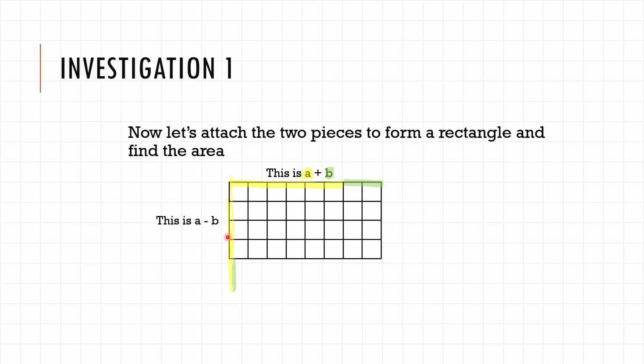And so if we're trying to find the area, which is length times width, the length is A minus B, the width is A plus B, and that right there is an expression for the area of this rectangle that remains.